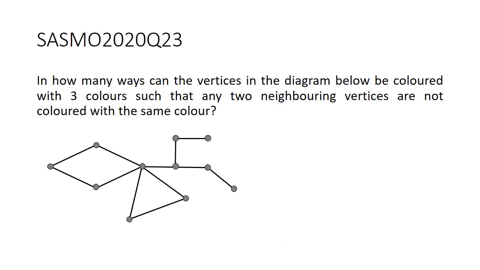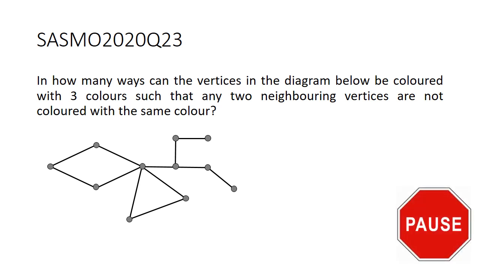Question 23. In how many ways can the vertices in the diagram below be colored with 3 colors such that any 2 neighboring vertices are not colored with the same color? Pause the video here and give this question a good try.